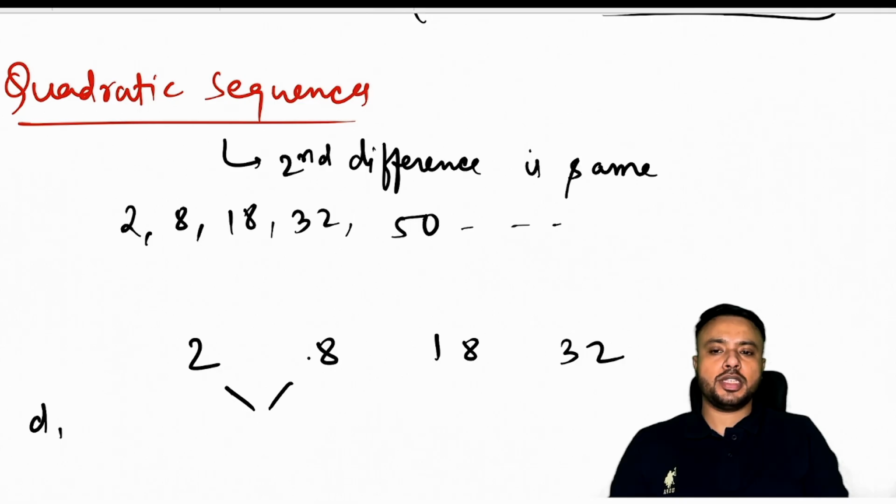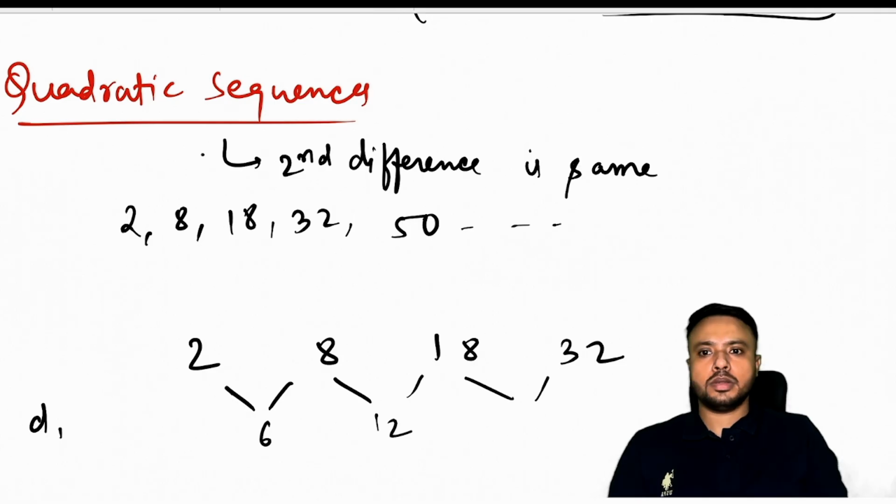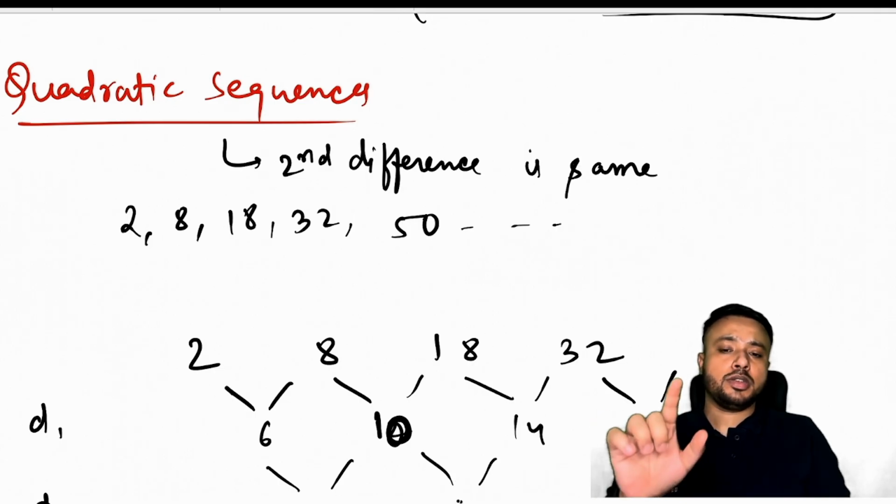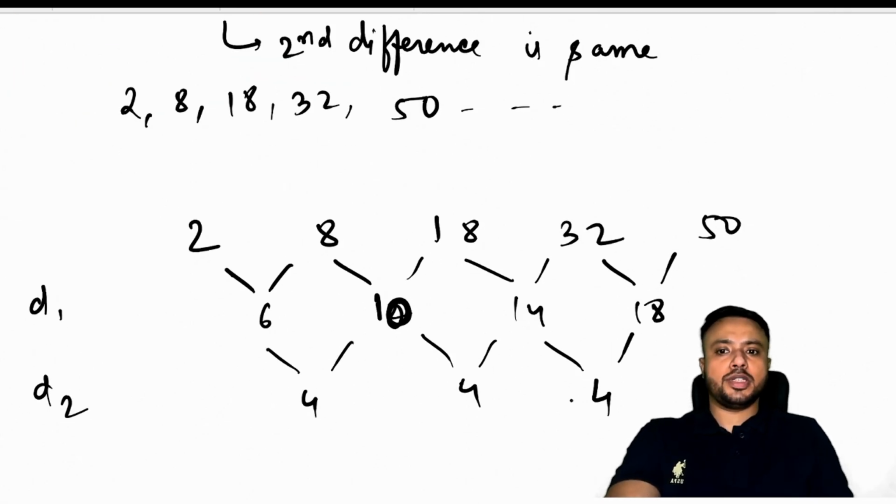So the first common difference is again T2 minus T1, which is 6. 18 minus 8 is 10, guys. 32 minus 18 is 14. 50 minus 32 is 18. And D2 would be 10 minus 6, which is 4. Again, I'm doing T2 minus T1, guys. Always remember the second term comes first. 18 minus 14 is 4. See, this is my second common difference, guys.